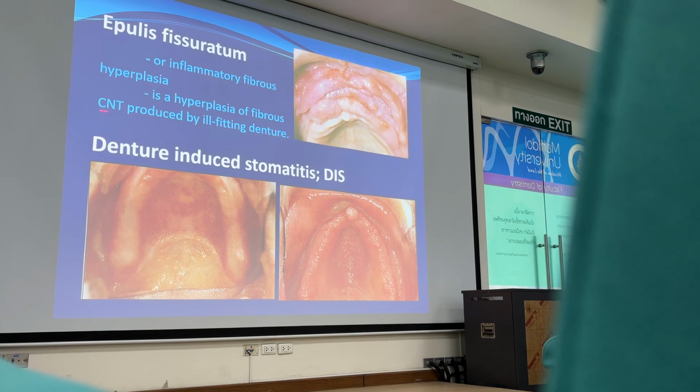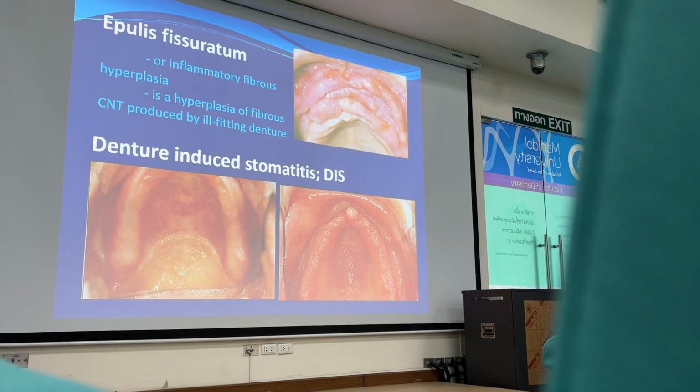You see here, it happens from inflammatory fibrous tissue hyperplasia. These are hyperplasia of the fibrous connective tissue, because it comes from ill-fitting dentures. The patient's denture is ill-fitting, not good. That is why it made the tissue look like this. It has inflammatory hyperplasia.